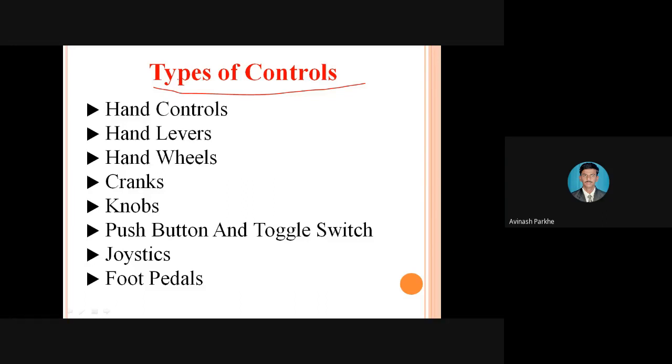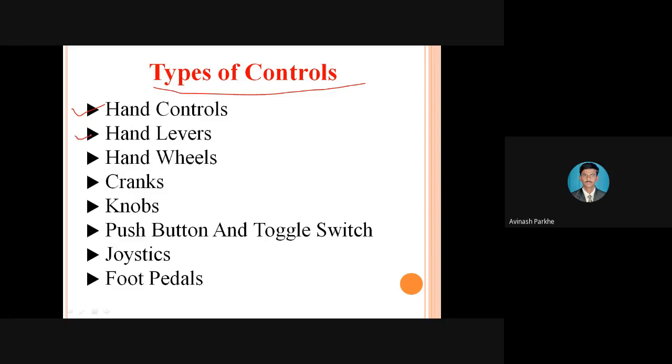Okay. Now, here we are going to discuss the different types of controls. The first type is the hand control. Whatever control devices we handle or control through the hands are called hand controls. Maybe different types of rods, knobs, levers, gears, or rotating wheels. Since we handle these control devices with the hand, they are called hand control devices.